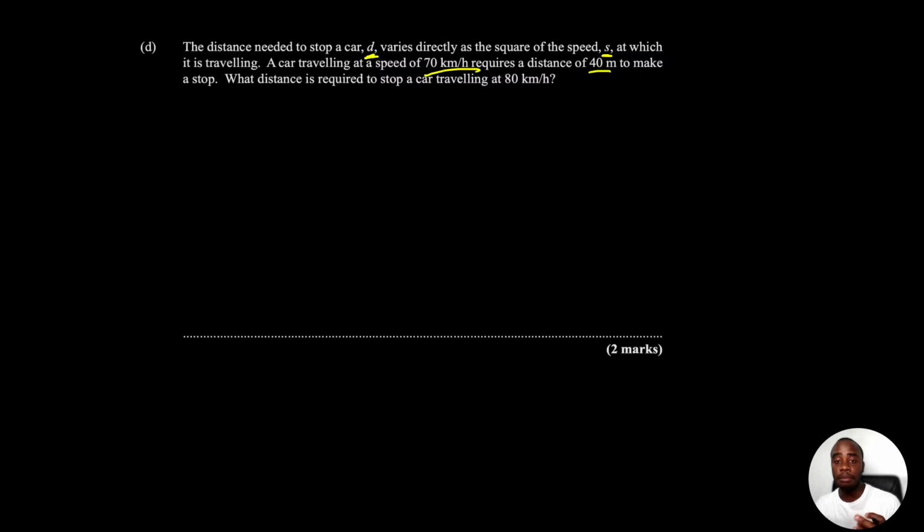So now let's try and break down what this is saying. First of all, what do we know? What do we want to know? Sorry. We want to know the distance required to stop the car traveling at 80 kilometers per hour. So we want to know the distance. It's a value of distance that we want to know. So let's call it D. Cool? What do we already know?